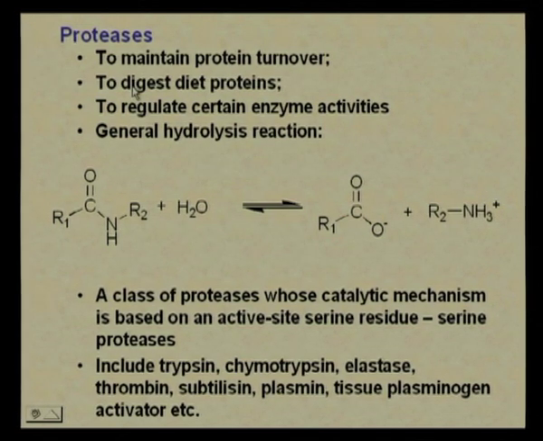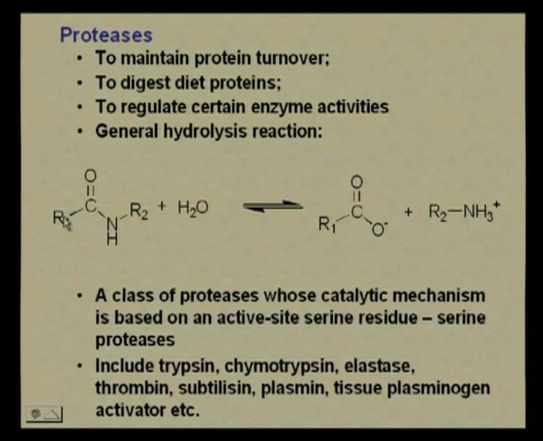They are also essential because they have to digest the proteins that we take in the diet, because we consume proteins every day and these proteins have to be broken down into smaller units. Okay? So, these proteases are specific types of enzymes that break the peptide bond, and they are also essential to regulate certain enzymatic activities. Now, so what do we have? We have a general hydrolysis reaction.